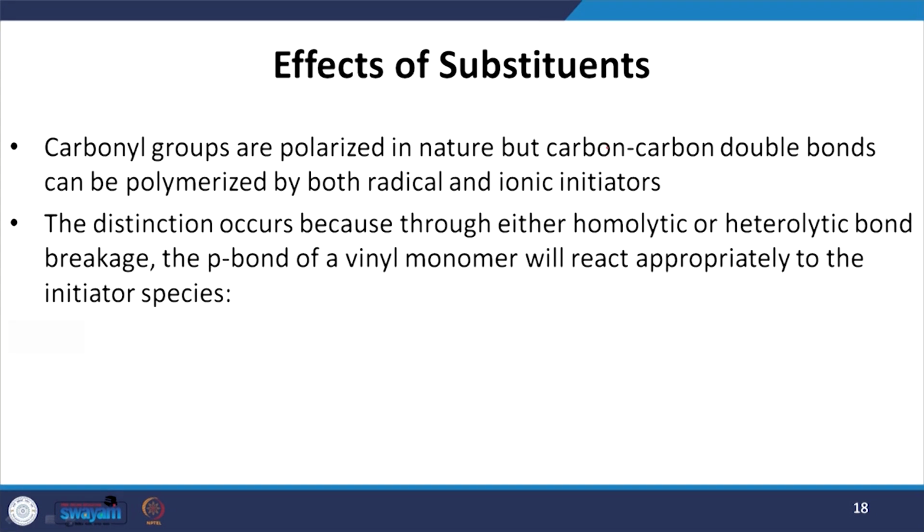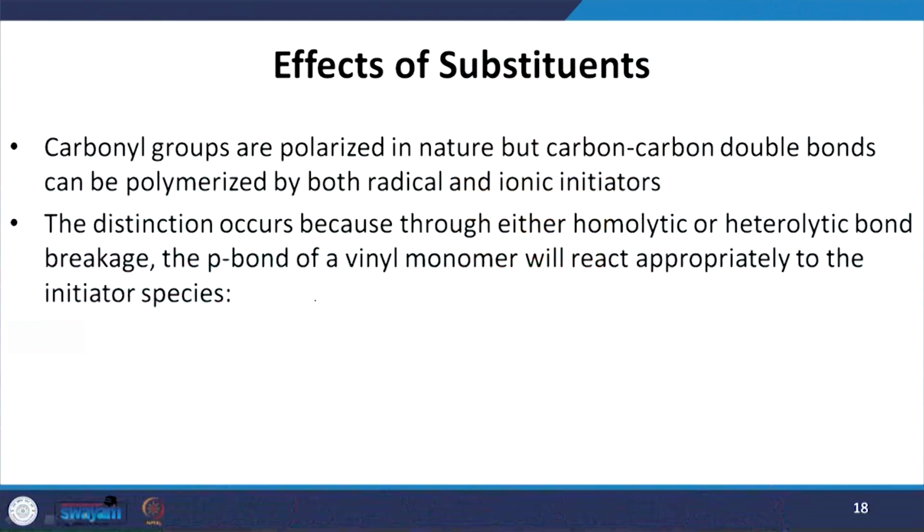Now, let us have a look at the effect of substituents. Carbonyl groups are polarized in nature, that is why we discussed, but the carbon-carbon double bond can be polymerized by both radical and ionic initiators. The distinction occurs because of either homolytic or heterolytic bond breakage, and sometimes the pi bond plays a very vital role, like in the vinyl monomer. They react appropriately to the initiator species. Now, let us have a look at this particular approach.